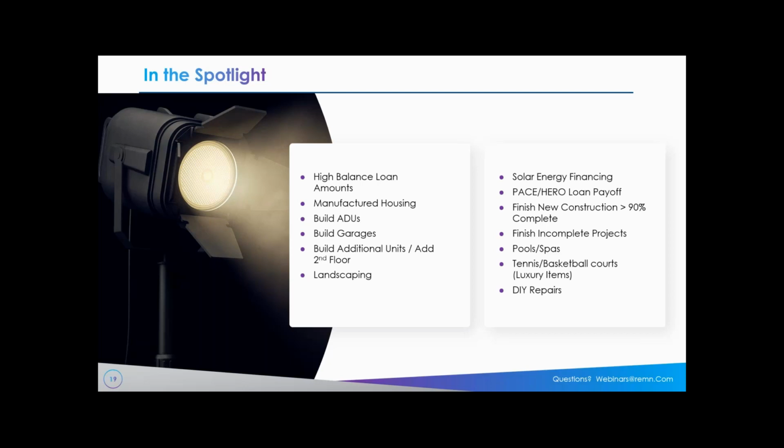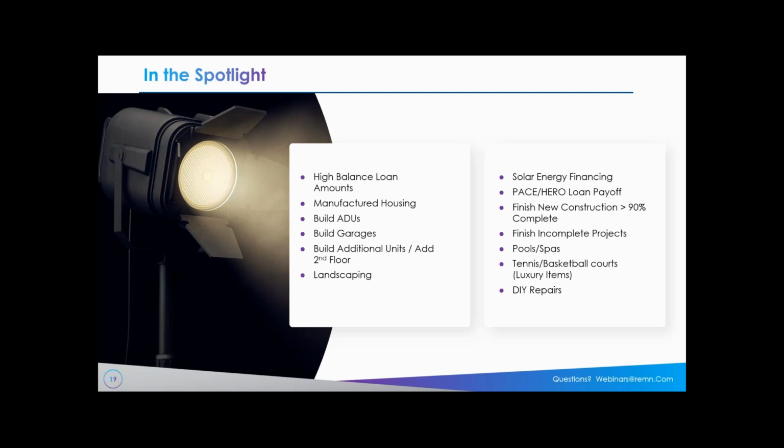You can also build garages. So if you're in an area where there's a lot of garages being built, go ahead, be the garage person in your area. Hook up with a garage contractor and get some deals in. You can also hook up with a builder that does expansion of units and adding second floors, additions. You can build upwards, you can build outwards. You can do all that. So if you have a kid and you need new room for the kid, go ahead and build it.